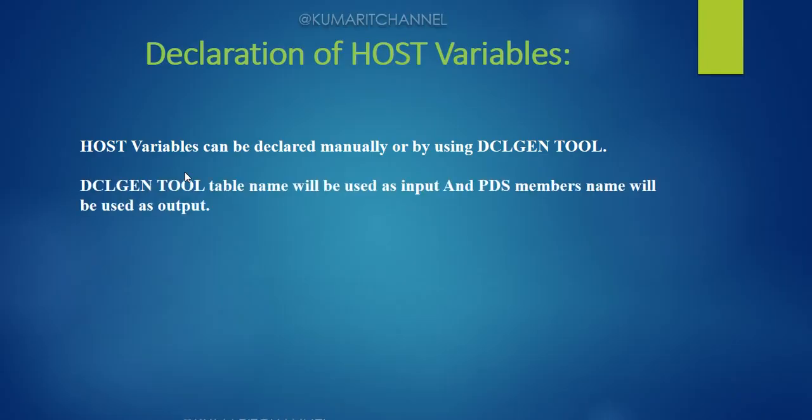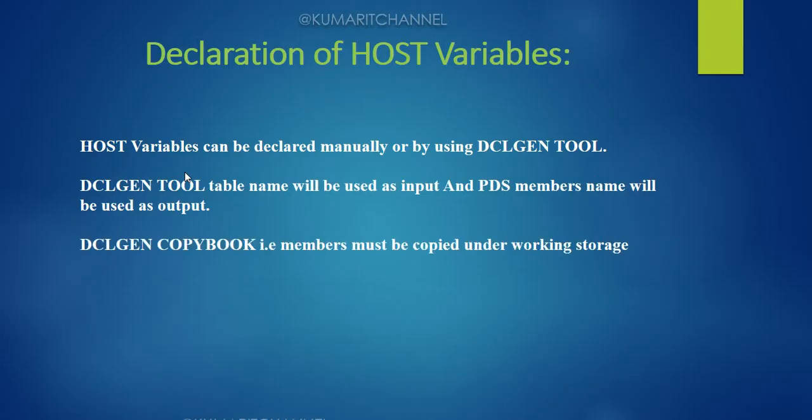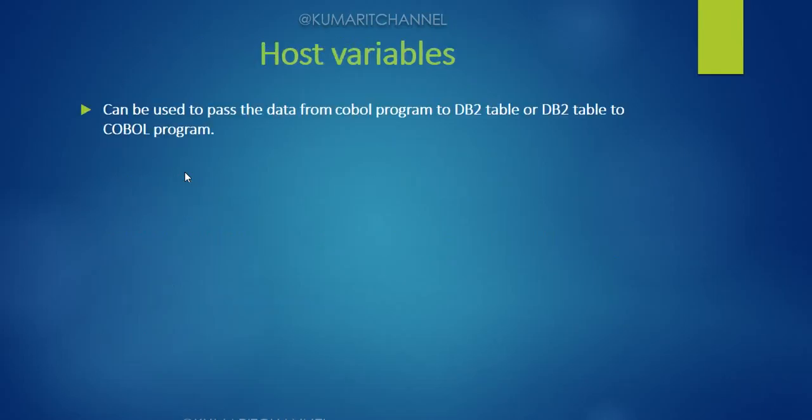With the DCLGEN tool, the table name is used as an input and the PDS member is used as an output. The DCLGEN copybook member must be copied under the working storage. Basically, we are generating a copybook of the related table. To use that copybook, the statement we need to write is EXEC SQL INCLUDE followed by the member name, which is nothing but the generated copybook. That's done. Then host variables: to explain in more detail, they can be used to pass data from a COBOL program to a DB2 table, or from a DB2 table to the COBOL program.